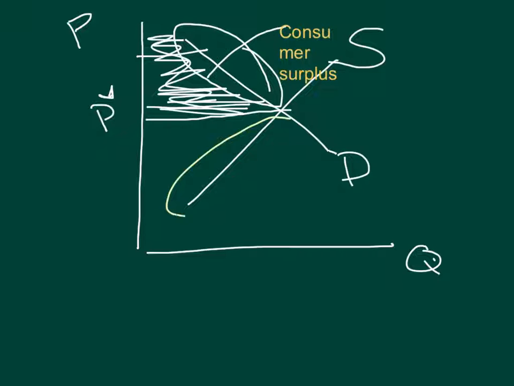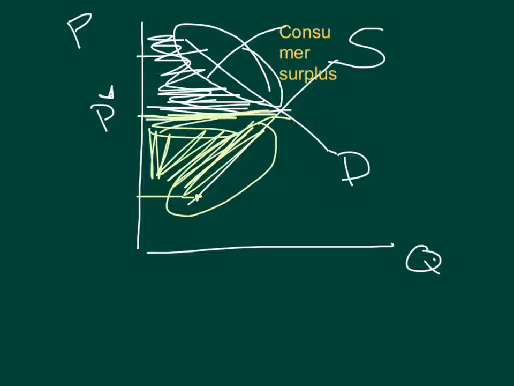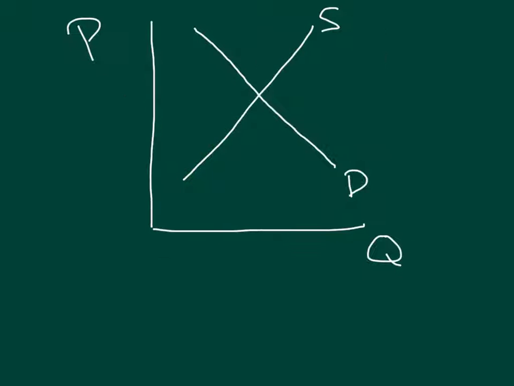Similarly, down here, these producers would have produced and sold at this price, but they ended up being able to sell way up here. So this area is the supplier surplus. This is where everything gets interesting.